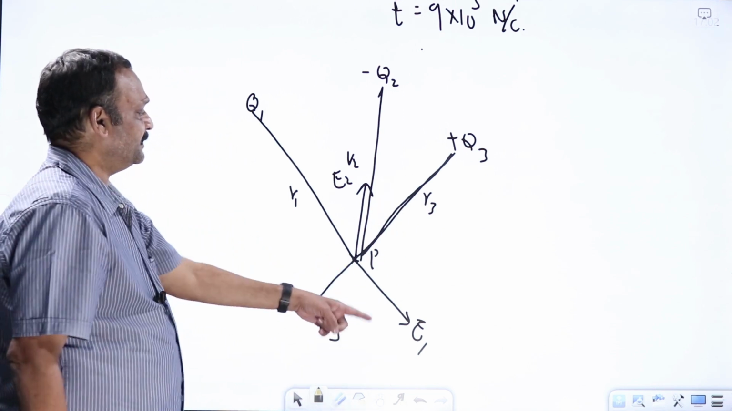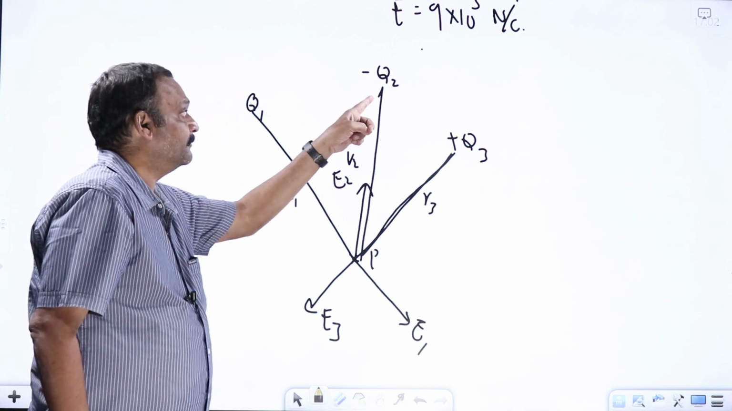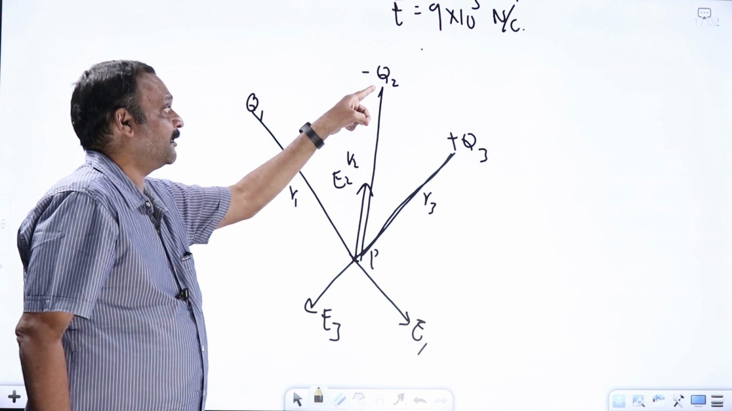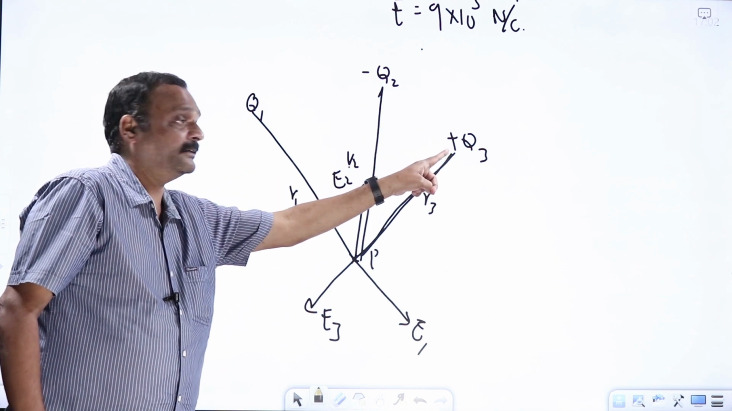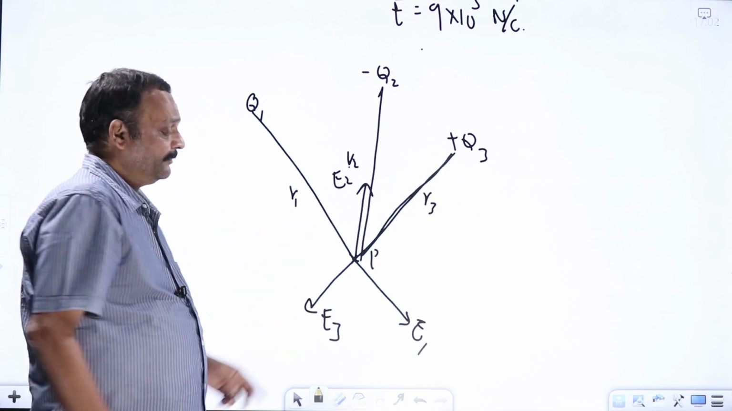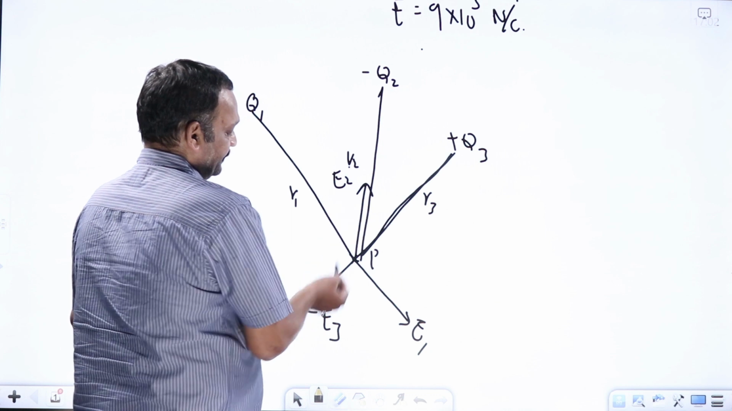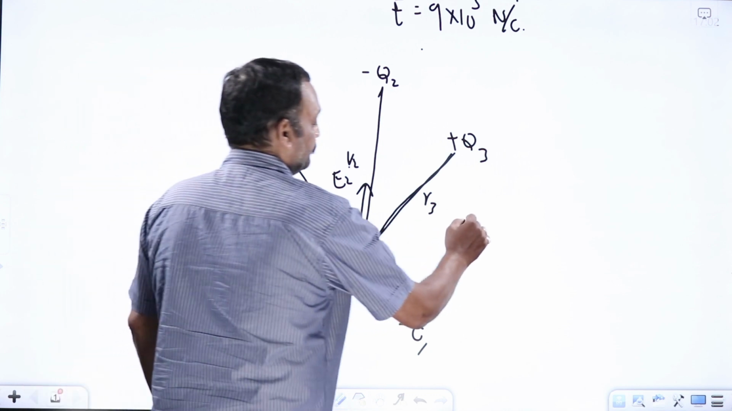How much is E1? E1 is 1 by 4 pi epsilon naught Q1 by R1 square. How much is E2? E2 equals 1 by 4 pi epsilon naught Q2 by R2 square. E3 is 1 by 4 pi epsilon naught Q3 by R3 square. E1, E2 and E3 are all acting at the same point. What is the resultant electric field? Superposition principle.